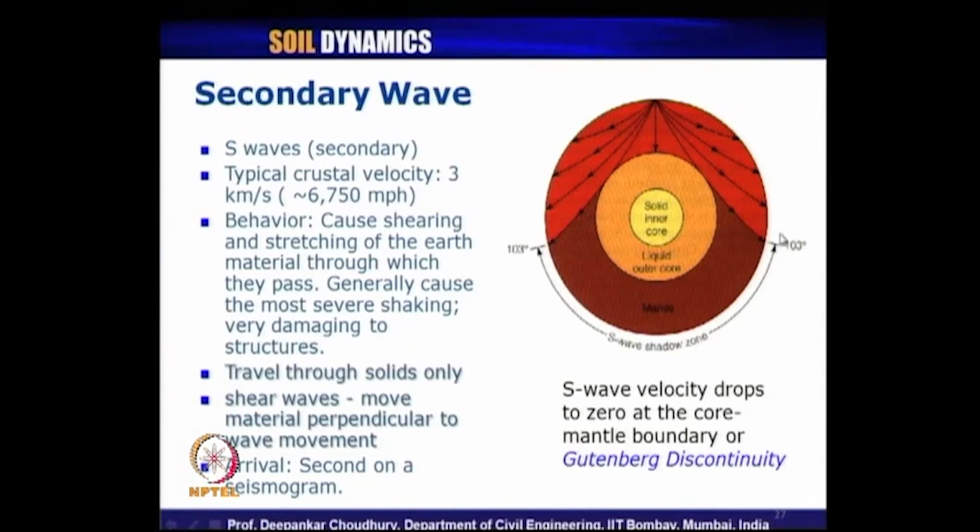Hence this is called the S wave shadow zone, and it is noted that S wave velocity drops to 0 at the core-mantle boundary. This core-mantle boundary is known as the Gutenberg discontinuity. This boundary of the mantle to the outer core is called the Gutenberg discontinuity.